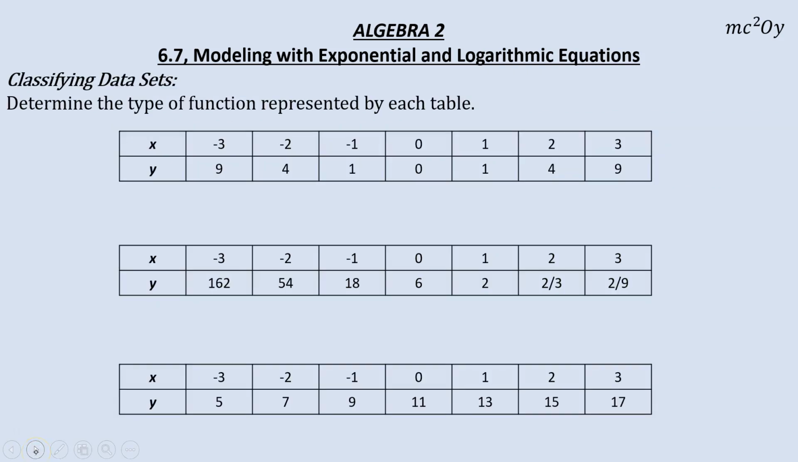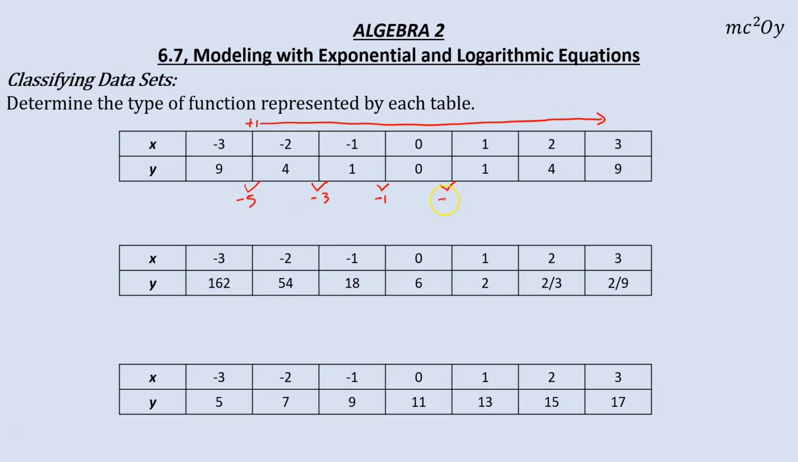So for this next piece, let's classify using that pattern. The first thing I like to do is look at the input. The input here is increasing by 1 every time, which is pretty easy to see. For the output, the first thing I do is look for linear. Am I adding the same amount every time? In this one, I'm decreasing by 5, then decreasing by 3, then decreasing by 1. So no, it's not linear.